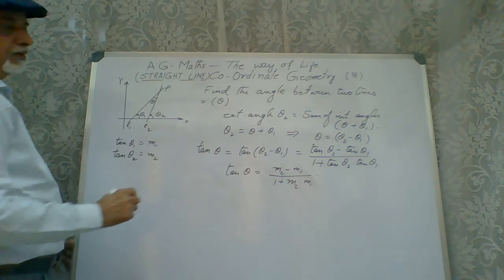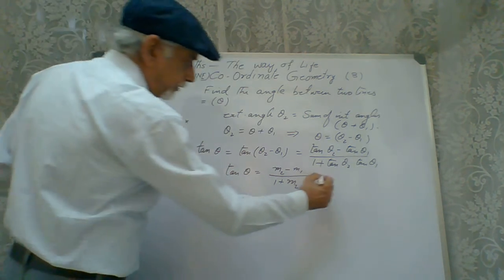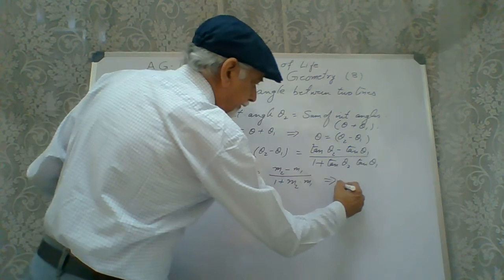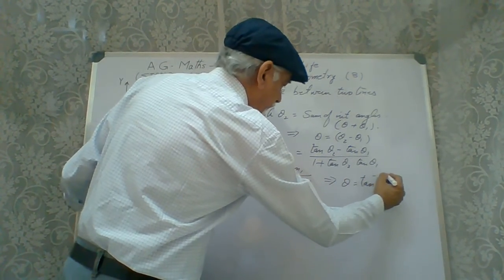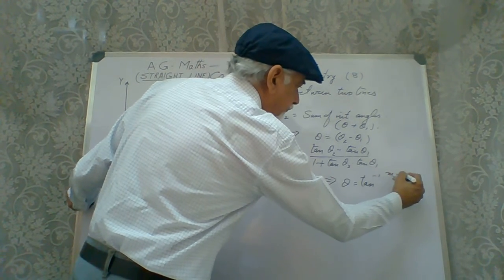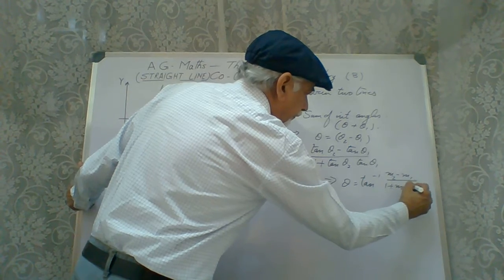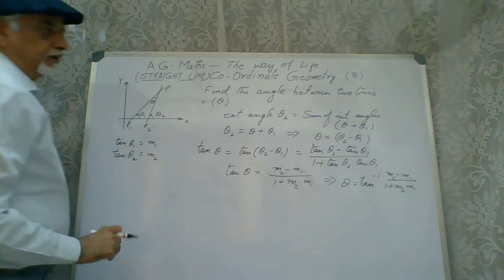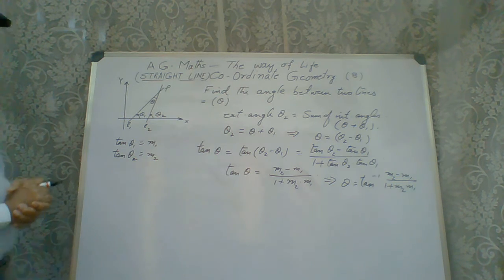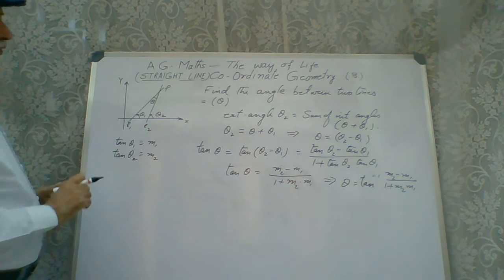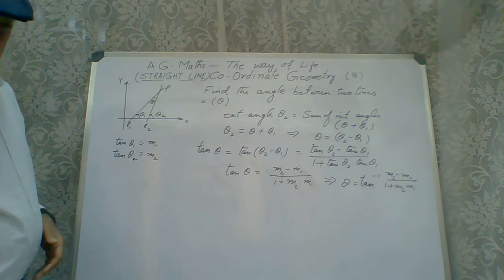That is the final shape of writing the angle between the two lines, or you can also say that theta is equal to tan inverse of m2 minus m1 over 1 plus m2 m1. This also we can write, that is in the angle form. I hope it is clear. Again I will explain to you.